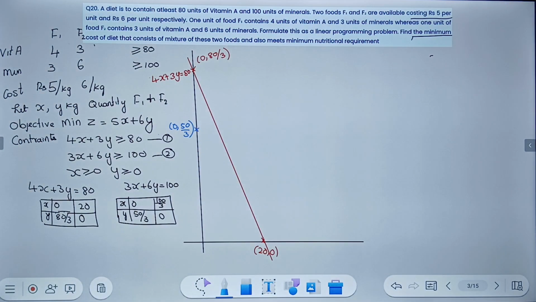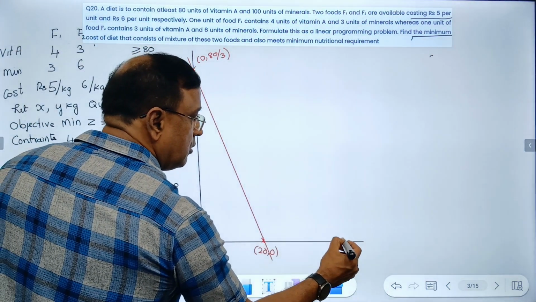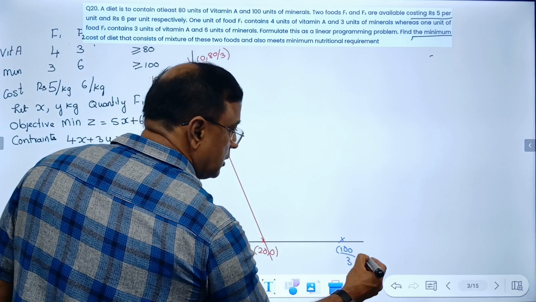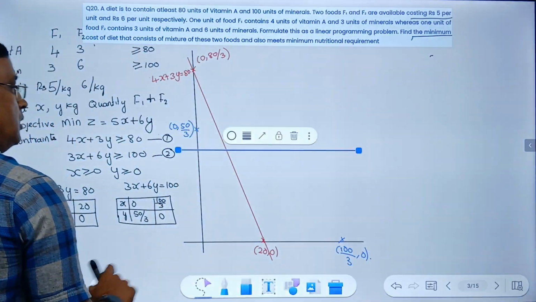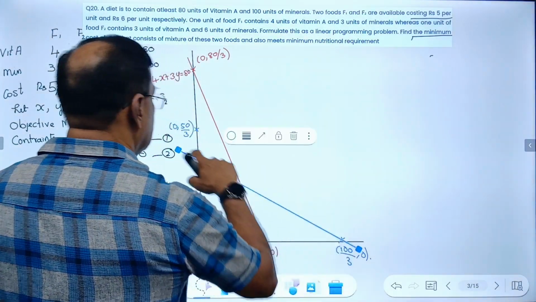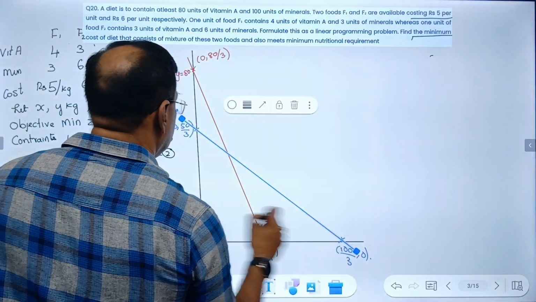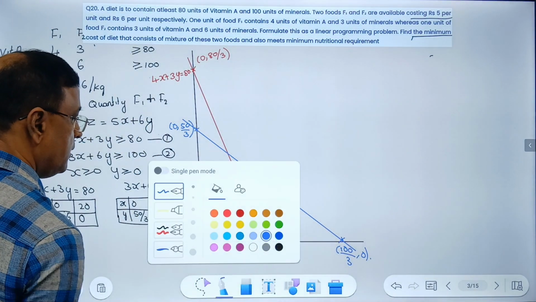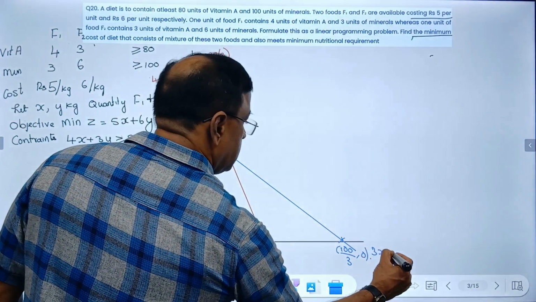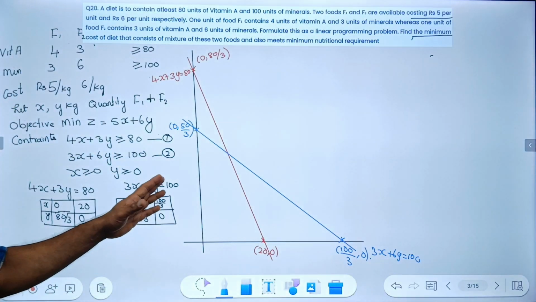And 100/3. 100/3 is 33 point something, so it is somewhere far down here. (100/3, 0). Now what's the line? The line is this. What is the equation of this line? The equation of this line is 3x plus 6y equal to 100. So the graph is done.